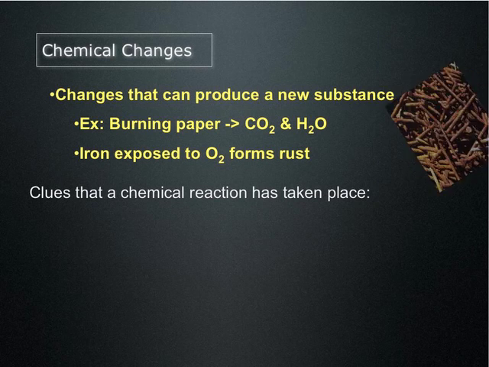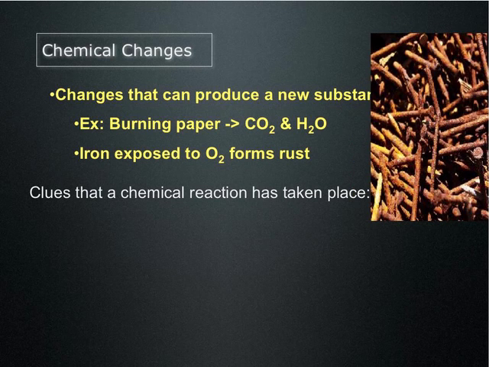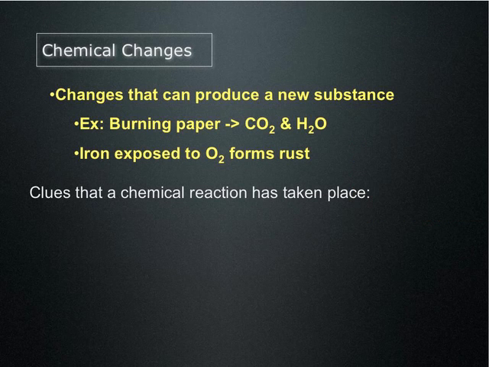Examples of chemical changes: rust. Can you undo the rust? You can remove the rust often, but it won't be the same.